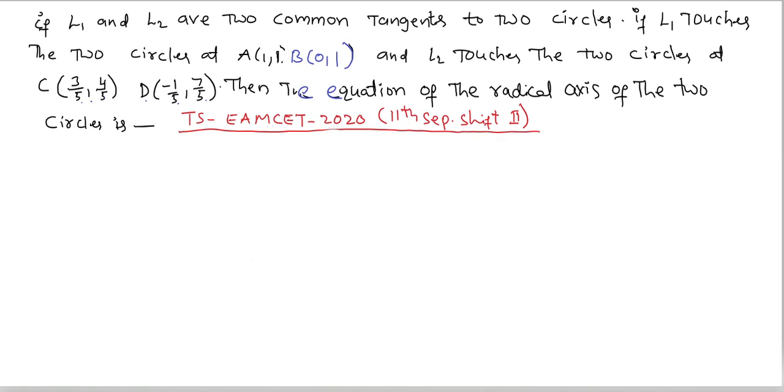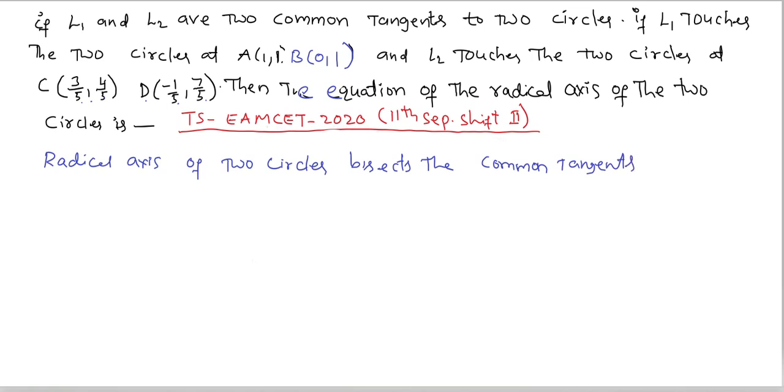Here L1 and L2 are given as two common tangents of two circles. That means the radical axis of the two circles bisects the common tangents of the circles. That means the radical axis passes through the midpoints of the given points.